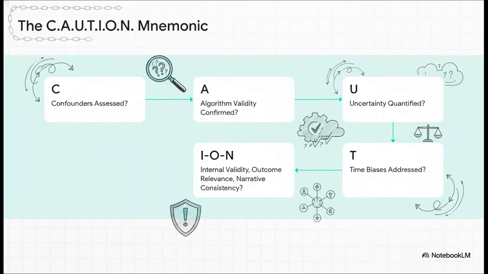To bring it all together, the book offers this fantastic mnemonic, CAUTION. It's like a final checklist you run through before you make any big claims. Have you really assessed your confounders? Is your algorithm valid? Have you quantified your uncertainty? It's a framework for disciplined thinking that helps you move from just a statistical result to a credible, real-world conclusion.